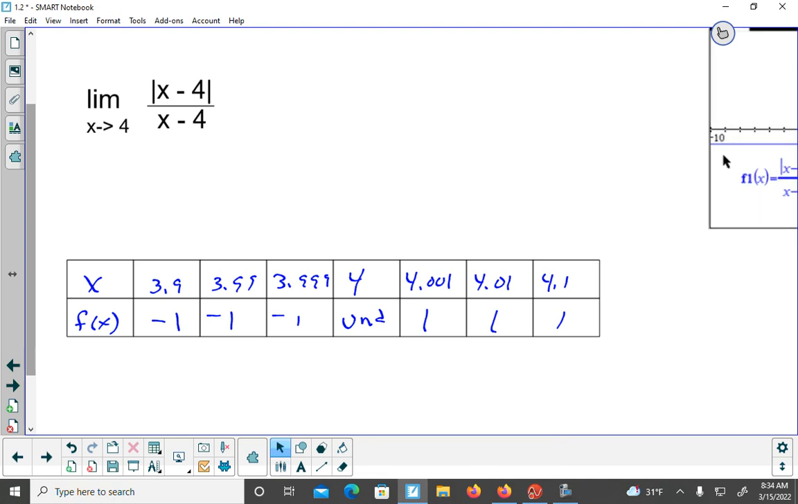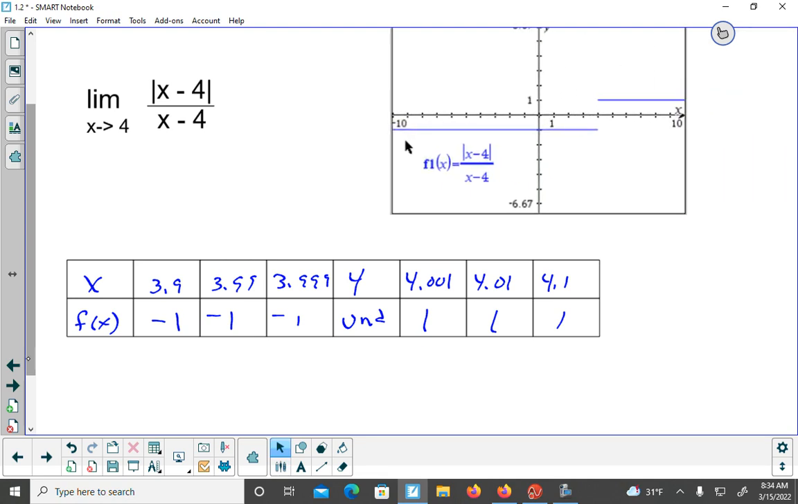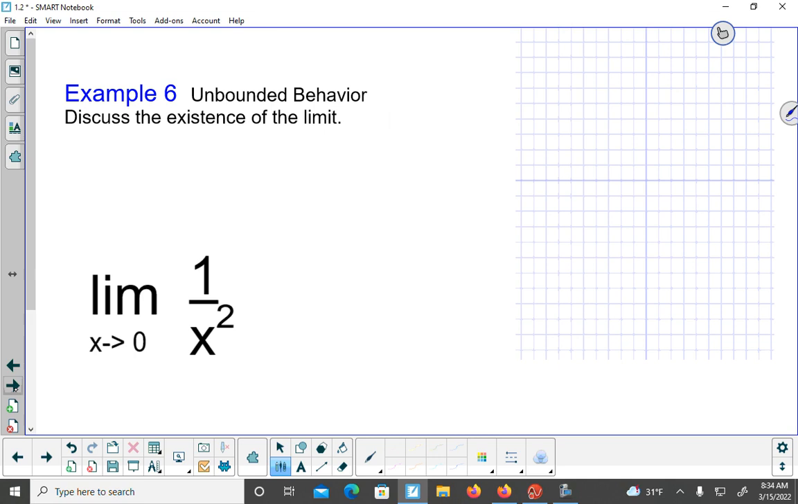Again, to highlight what's going on in that graph, you have that big jump. See that jump here and here? Huge jump. So when I have something like that, I'm going to say does not exist. I do not approach the same number from the left and the right, so my limit does not exist. Okay, moving on to the next one, it says unbounded behavior.